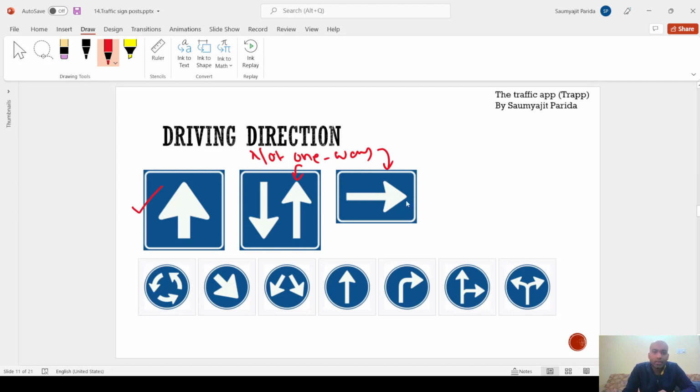Okay, but this is one way, and in one way I cannot reverse. I cannot make a U-turn, but I can come back a little bit and park it on the side of the road. That is allowed, but I cannot reverse. I cannot make a U-turn.